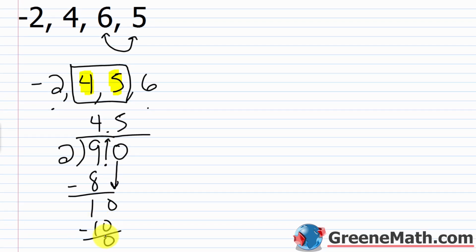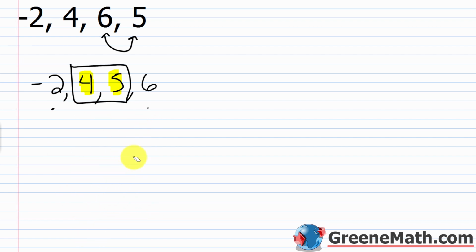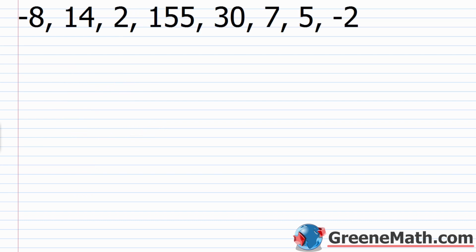Subtract and get 0. So the average of these two numbers, 4 and 5, is 4.5, and that's your median. Your median is 4.5. Again, the average of the two middle numbers. All right, let's look at one more here.